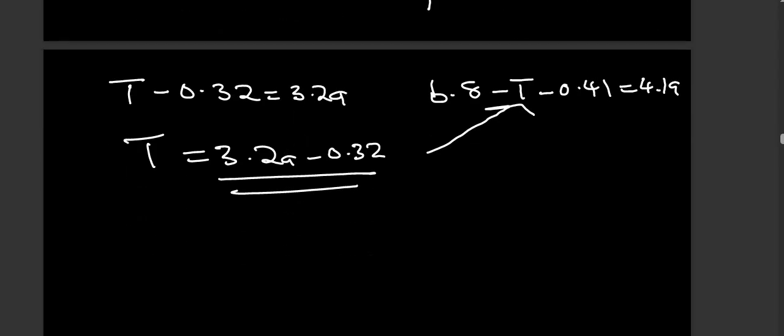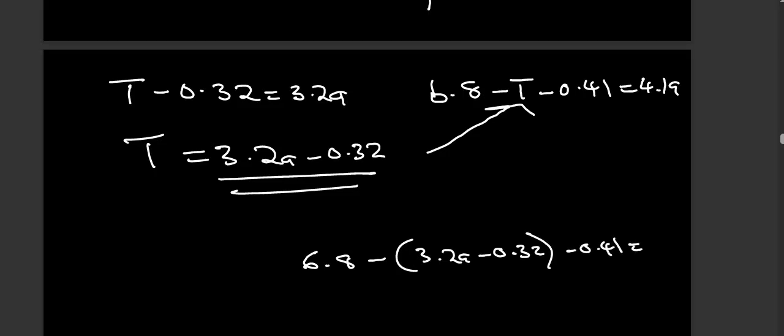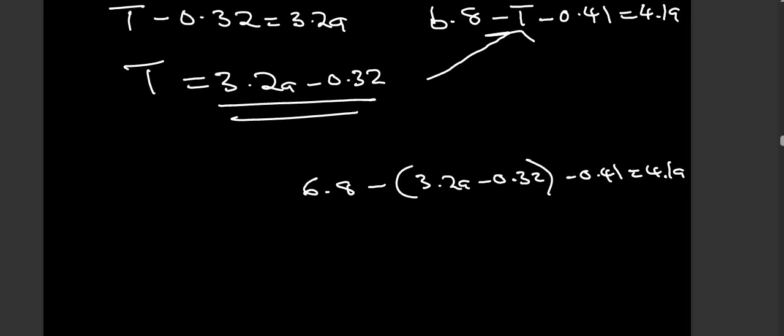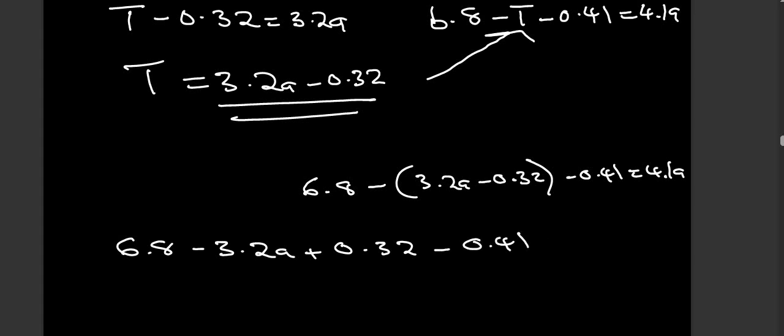So we get this and replace it wherever there is tension here. So we're now going to have 6.8 minus these two guys, 3.2A and minus 0.32, then minus 0.41 is equal to 4.1A. Then here we simply solve for 6.8 minus 3.2A plus 0.32, then minus 0.41 is equal to 4.1A.